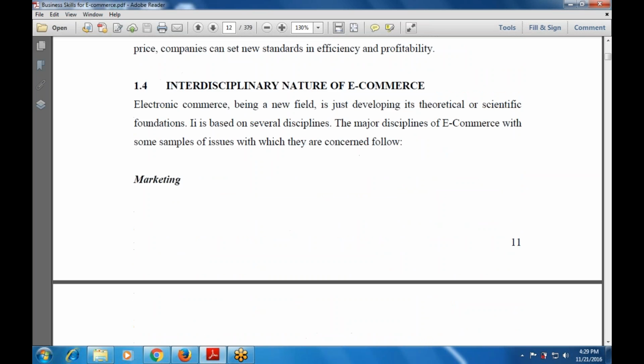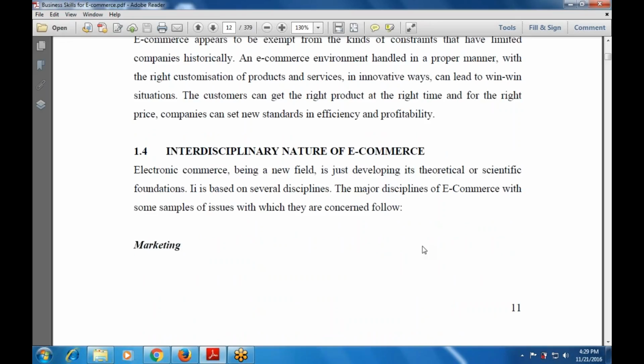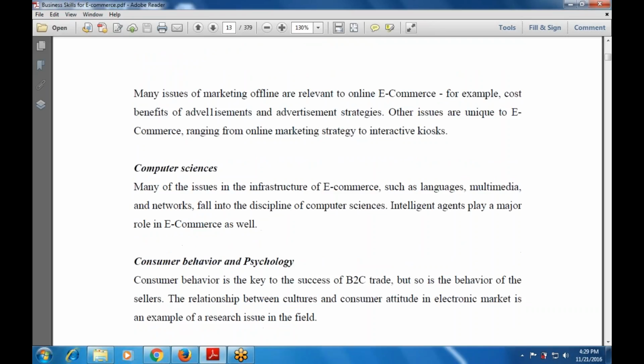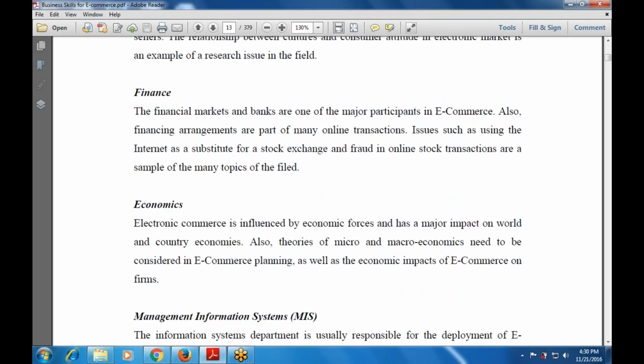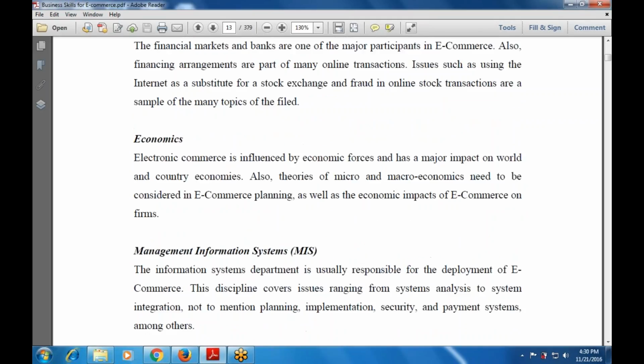Then there are various natures of e-commerce, that is, what is e-commerce and how it is used in the various fields. First is marketing. A main part of e-commerce is used in marketing. Then computer sciences. Many of the issues in the infrastructure of e-commerce, such as languages and multimedia networks, fall into the discipline of computer sciences. Then consumer behavior and psychology. So we can use consumer behavior and psychology with B2B trade or B2C trade. Then finance, that is also one of the participants in e-commerce, used in financing online transactions. Economics, where we are also taking out the cost benefit analysis.